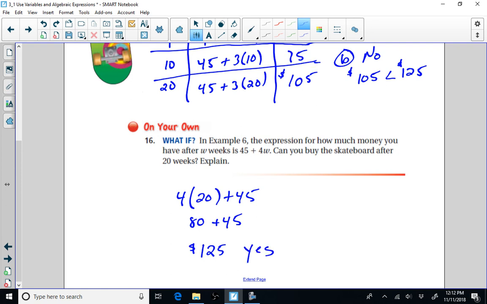Right, so that's the end of our lesson. Just remember, when we evaluate expressions, we replace variables with numbers, and then we perform all of our order of operations. All right. Hope that's going to be helpful.